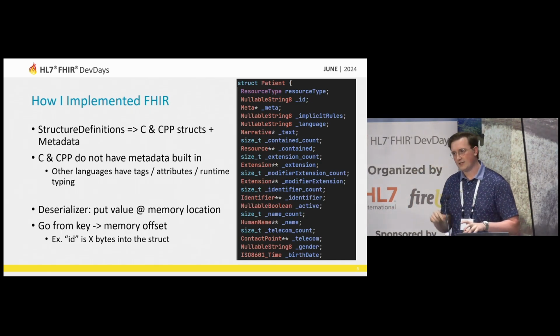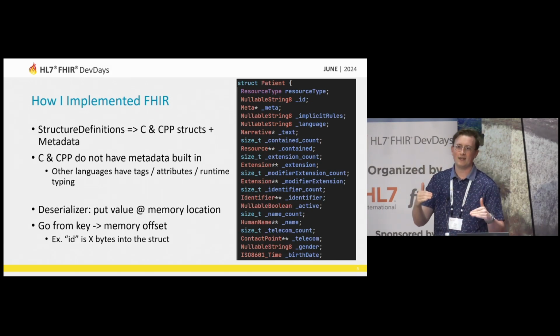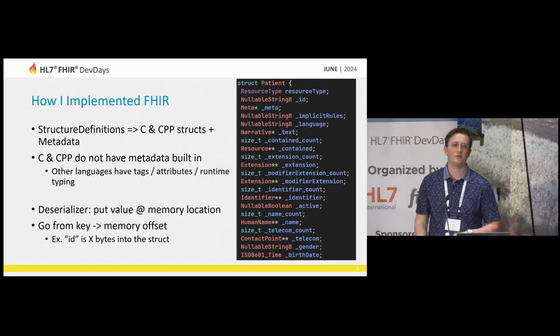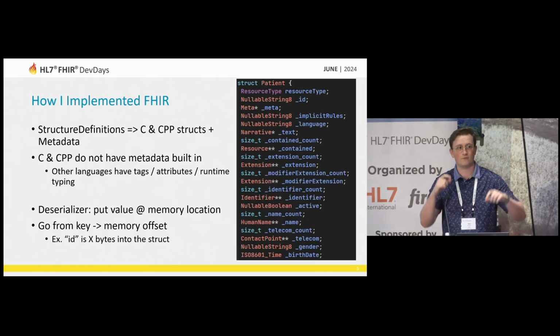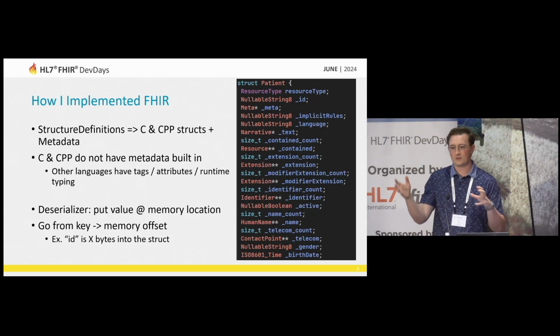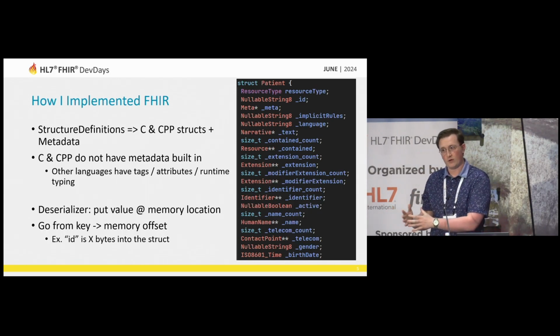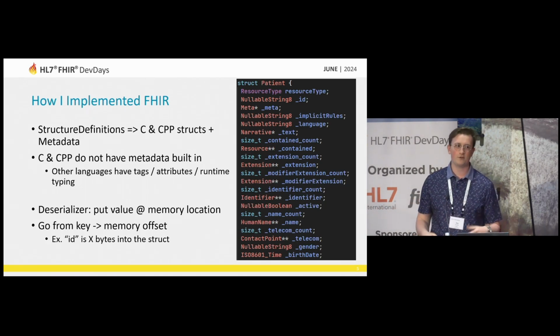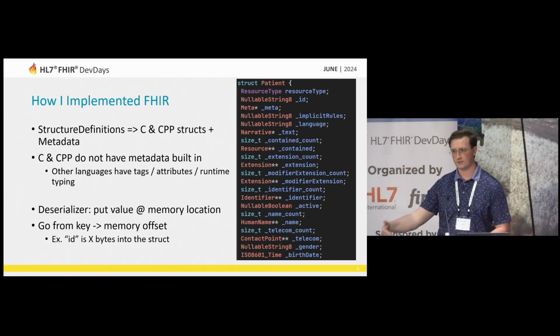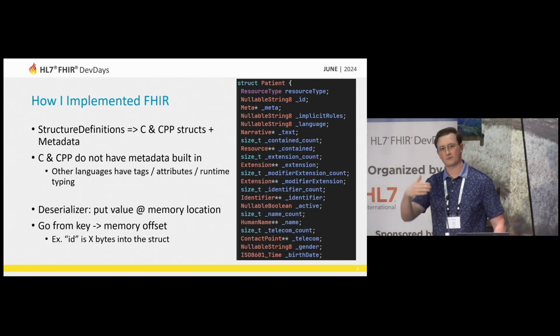Additionally, C++ doesn't have any metadata, any way built into the language to give metadata. What I mean by that is in C# you can have attributes for a class signifying extra data on top of the structure. Also in C# you have runtime type information. So at runtime you can say, is this a patient? Do something. Is this an encounter? XYZ.